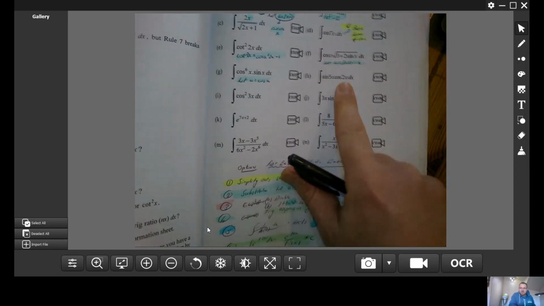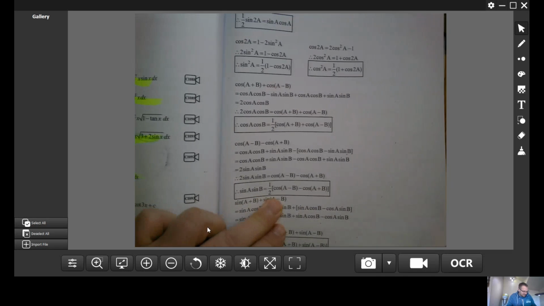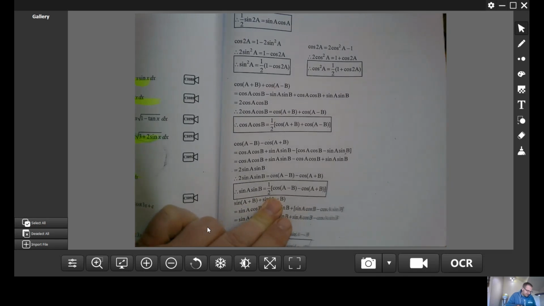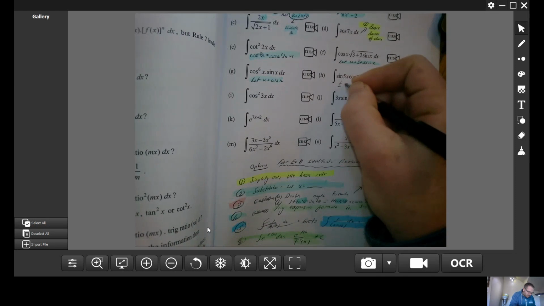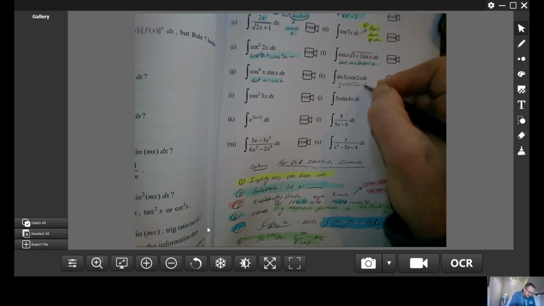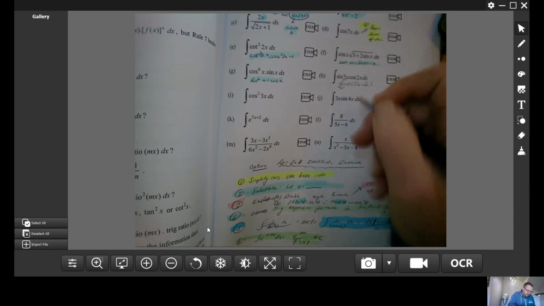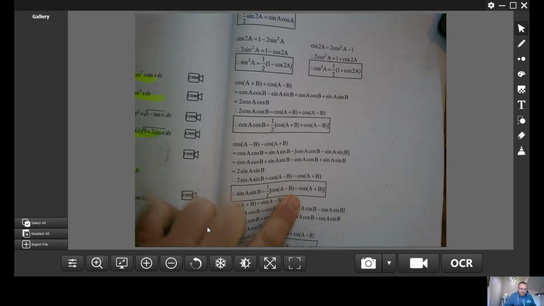Sine A, we've got sine of an angle, cos of a different angle. Sine of an angle, cos of a different angle is going to be a half cos A minus B. So you're going to change it to a half cos A minus B, so 5x minus 2x, using this formula over here.